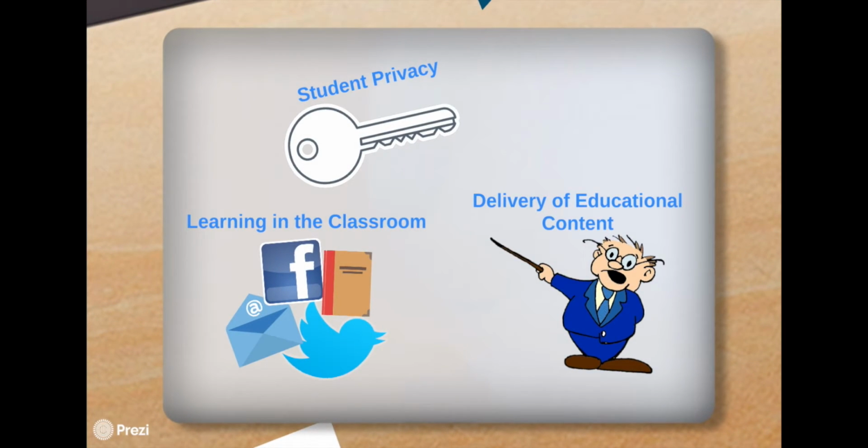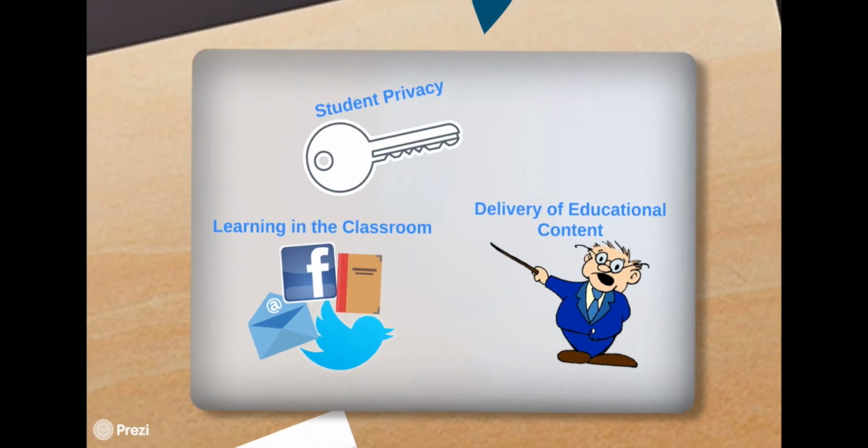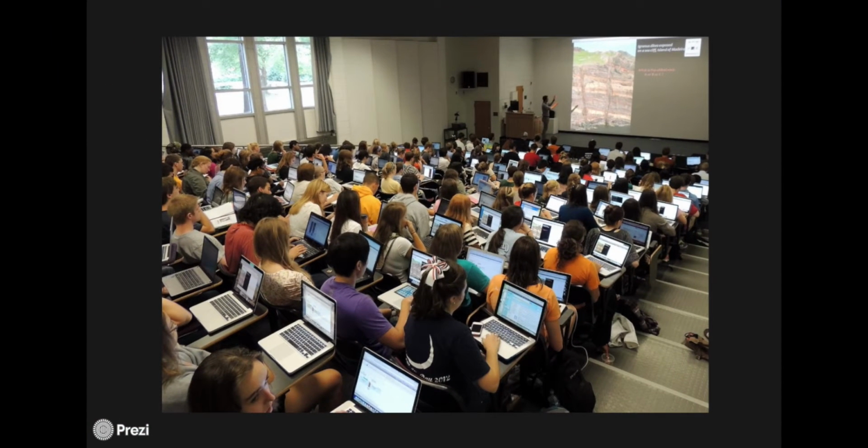Let's consider the impact of information technology on an educational institution and some of the different aspects of it, specifically investigating how information technology impacts learning in the classroom, the delivery of educational content, and student privacy. When thinking about the impact of information technology on student learning in classroom environments, it's important to realize that we promote the use of information technology while we're also promoting the use of technology in the classroom. At the root of this is the use of laptops in the classroom.